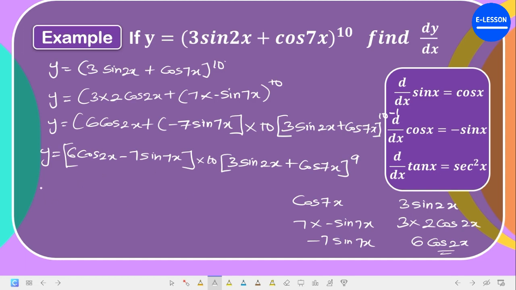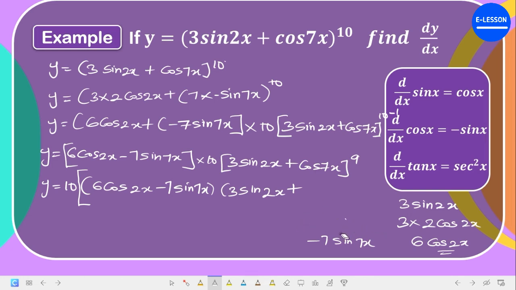So 10 times everything here will give us y equal to 10 bracket 6 cos 2x, okay, minus 7 sine 7x brackets, then bracket 3 sine 2x plus cos 7x raised to the power of 9, everything in this big bracket. And this is the solution to this question.